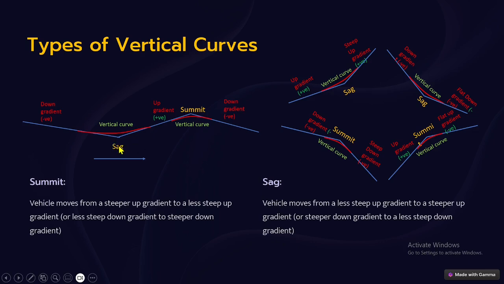What is sag? When an up gradient is followed by a down gradient, that will form a sag or valley. This location is called the sag point. Similarly, when a down gradient is followed by an up gradient, that will form a summit, the peak location. At both locations we need to provide a vertical curve, because a sudden change of direction takes place in the vertical plane. In both locations a sudden change of gradient takes place, so this location has to be properly eased out.